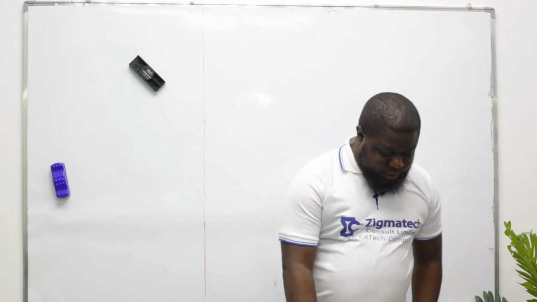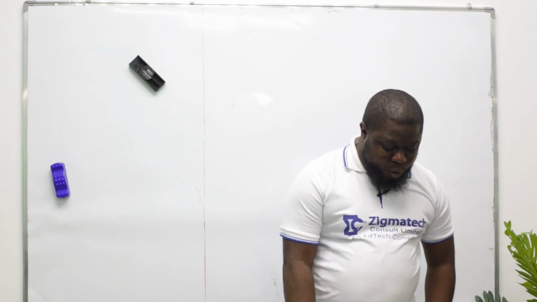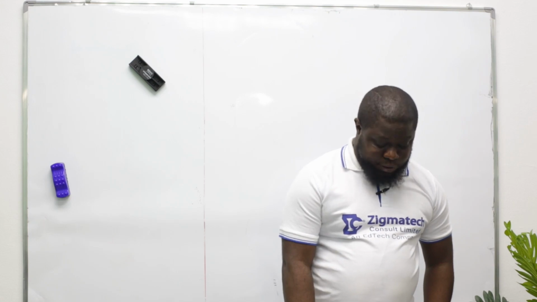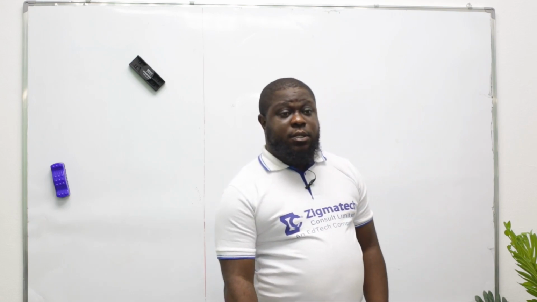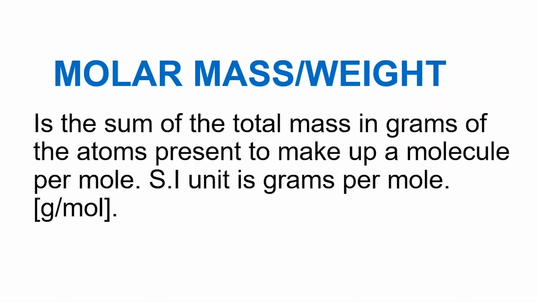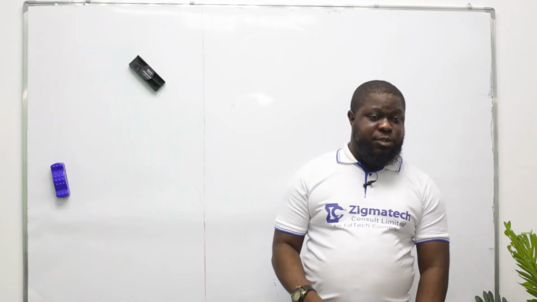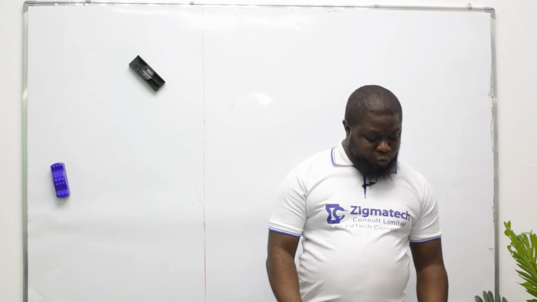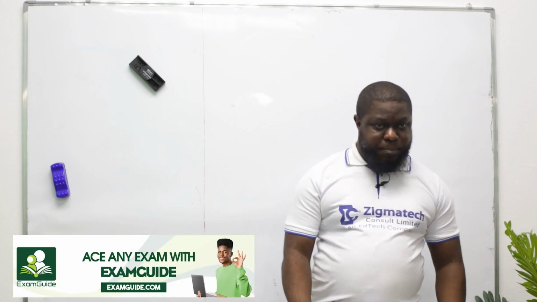Now, they say, what is the mass of 4 moles of nitrogen? Before then, let's talk about the molar mass and weight. The molar mass is the sum of the total mass in grams of the atoms present to make up a molecule per mole.